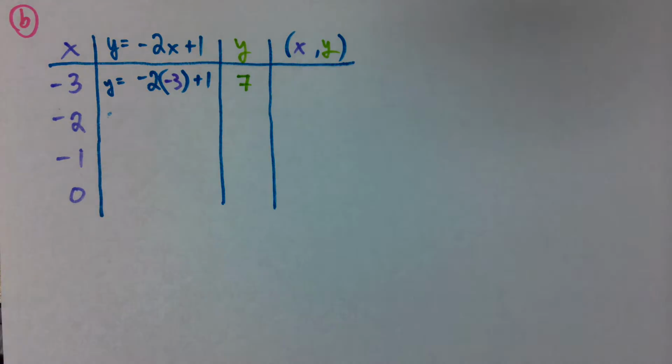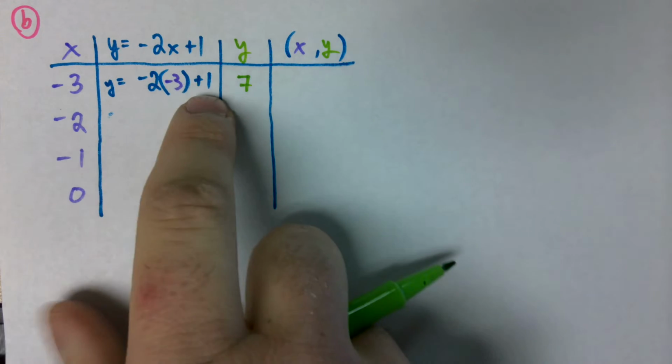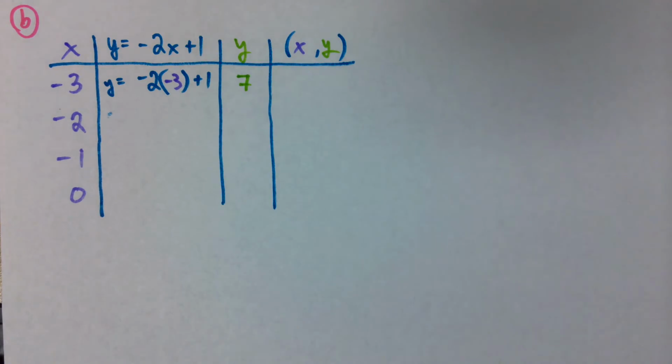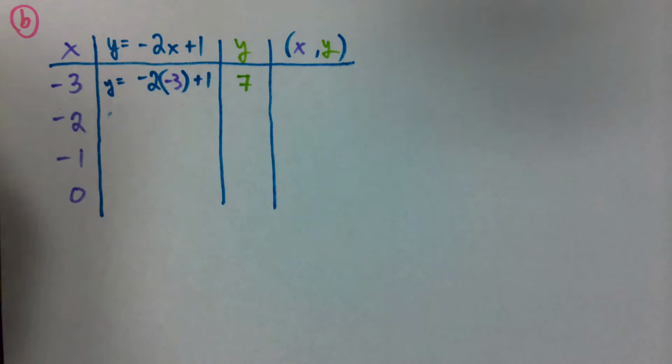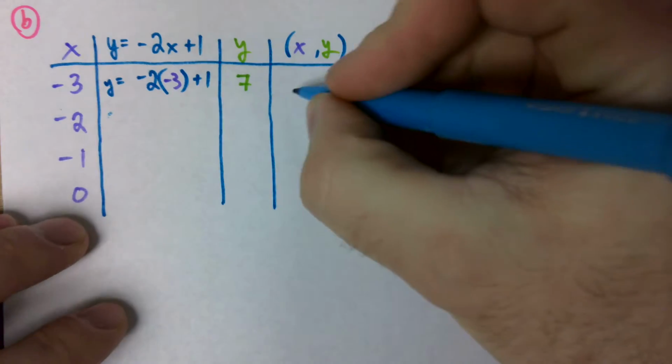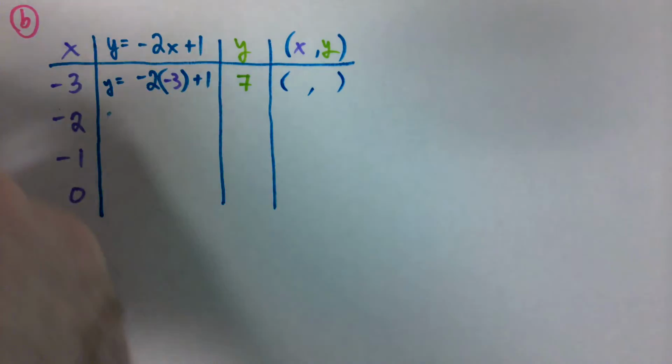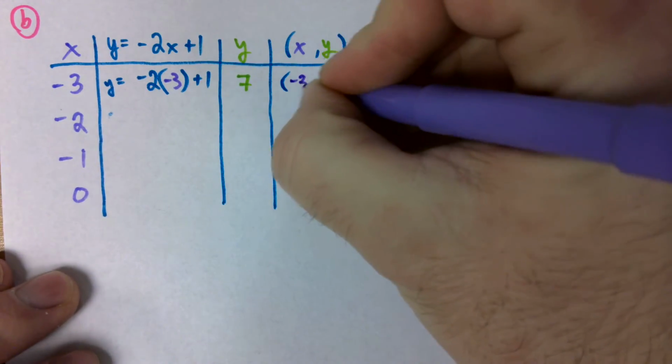So don't just multiply them and put that number as your y value. You've got to make sure you're adding your b as well. Whatever number's hanging off here, whether it's adding or subtracting, you've got to remember to keep that there. So this coordinate pair here is going to be negative 3, comma 7.